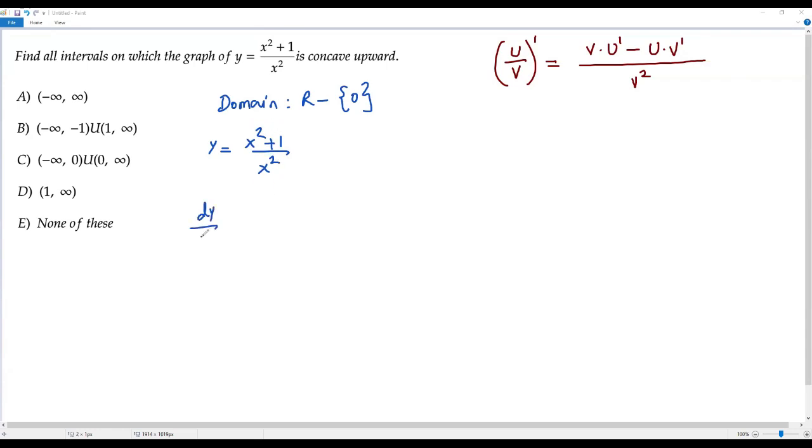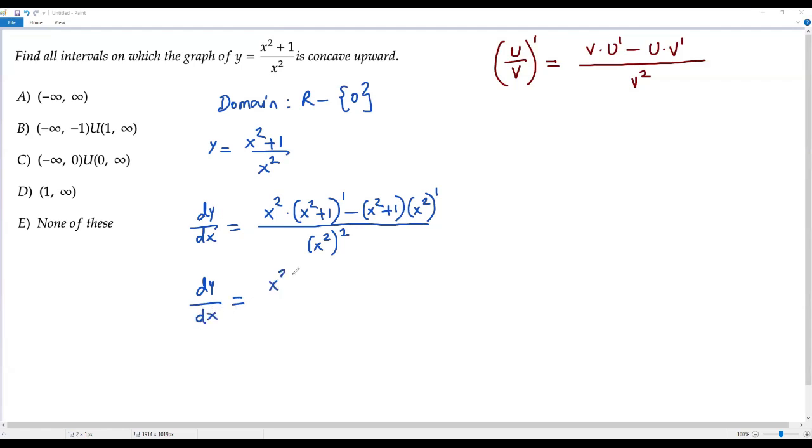So let me write dy over dx, that is the first derivative. Now what I'm going to do is square the denominator, that is x square the whole squared. I take the denominator x square as it is, and take the derivative of the numerator, x square plus 1 prime, negative. Now I take the numerator as it is, and I have to get the derivative of the denominator, that is x square prime. Okay, now let's do the simplification.